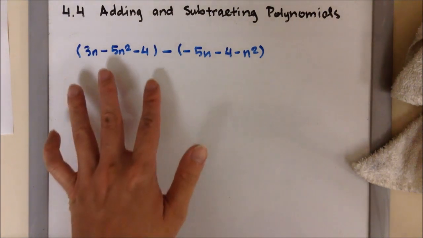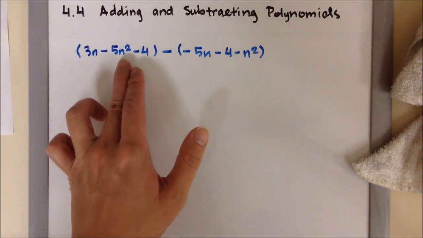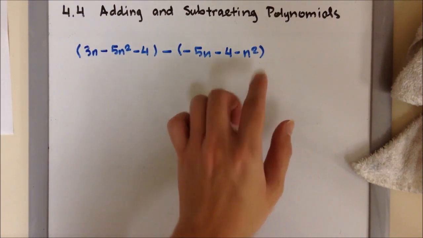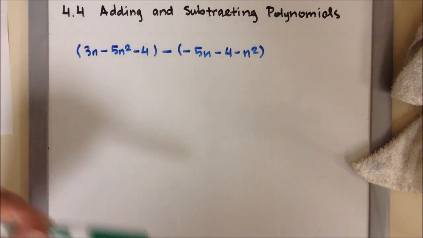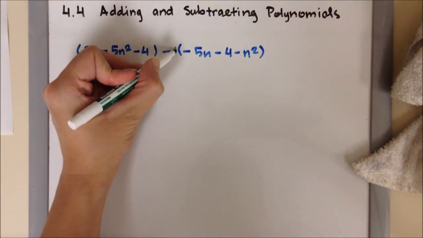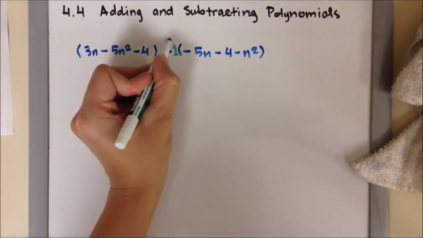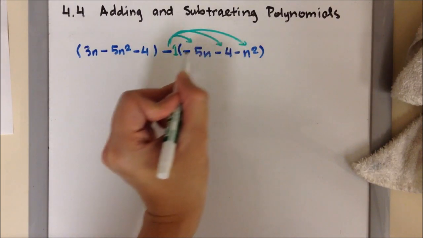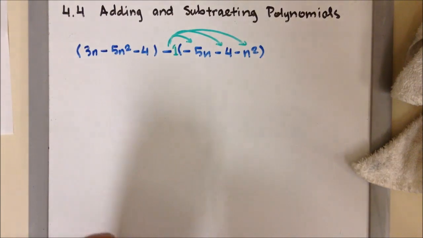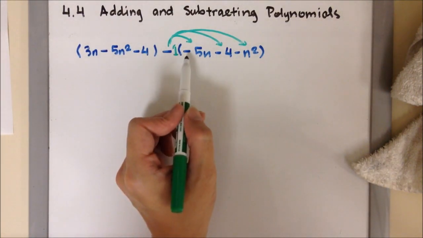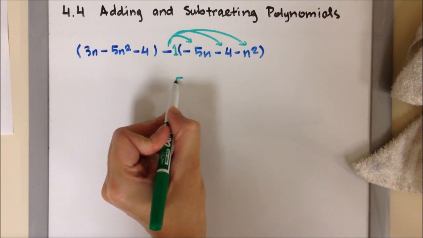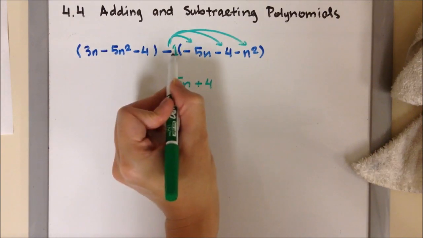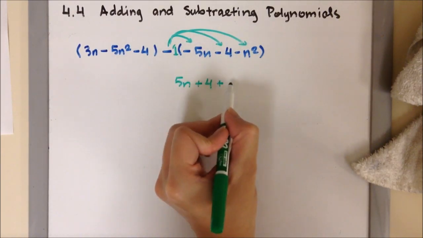In our second example, in our first set of parentheses, we have 3n minus 5n squared minus 4, and then the second set, negative 5n minus 4 minus n squared, and then we're going to be subtracting. So, same process. Let me put that invisible 1. I'm going to multiply my -1 to everything that is directly in front of the parenthesis. So -1 times negative 5n would be positive 5n. -1 times -4 would be positive 4. -1 times negative n squared will be positive n squared.